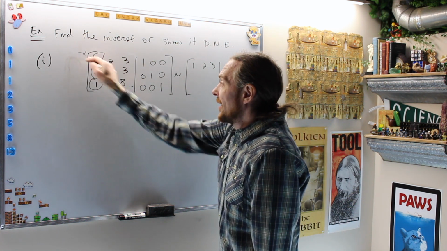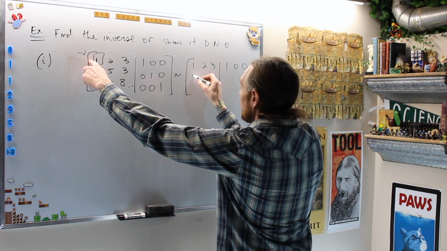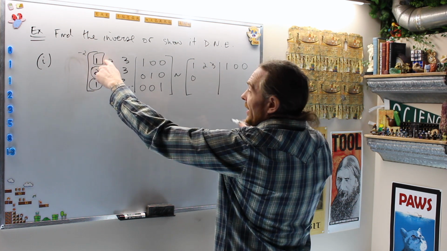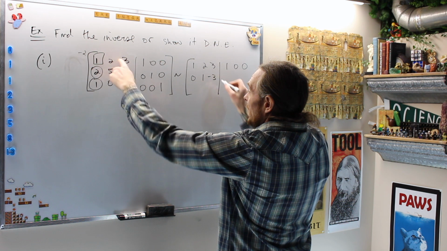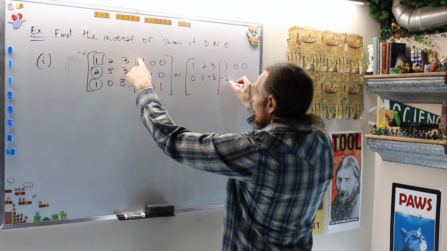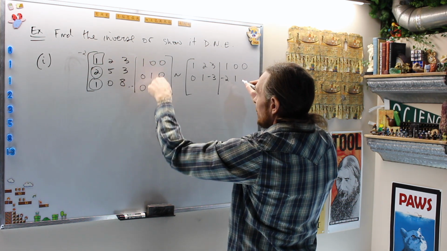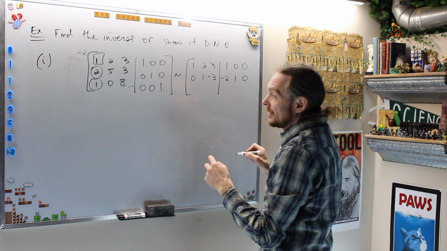First I'm multiplying by negative 2. 2 minus 2 is 0. 5 minus 4 is 1. 3 minus 6 is negative 3. 0 minus 2 is negative 2. 1 minus 0 is 1. 0 minus 0 is 0.